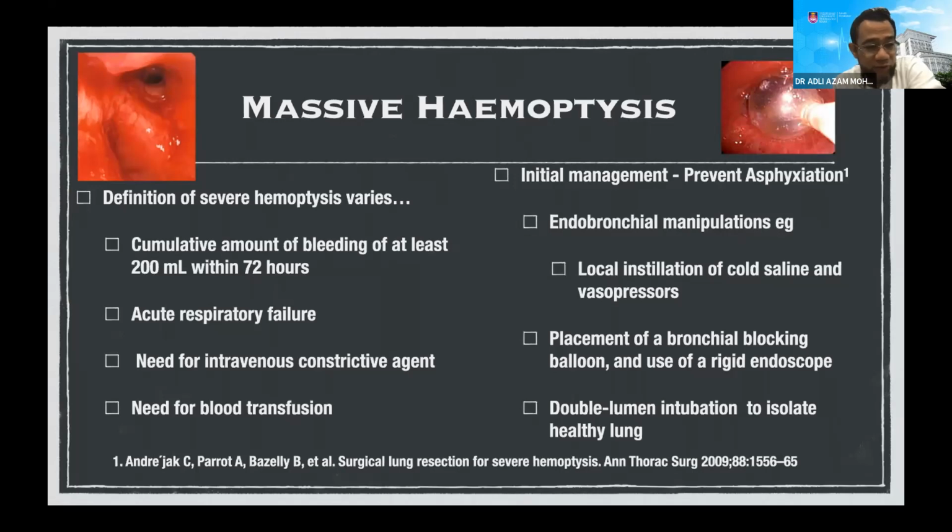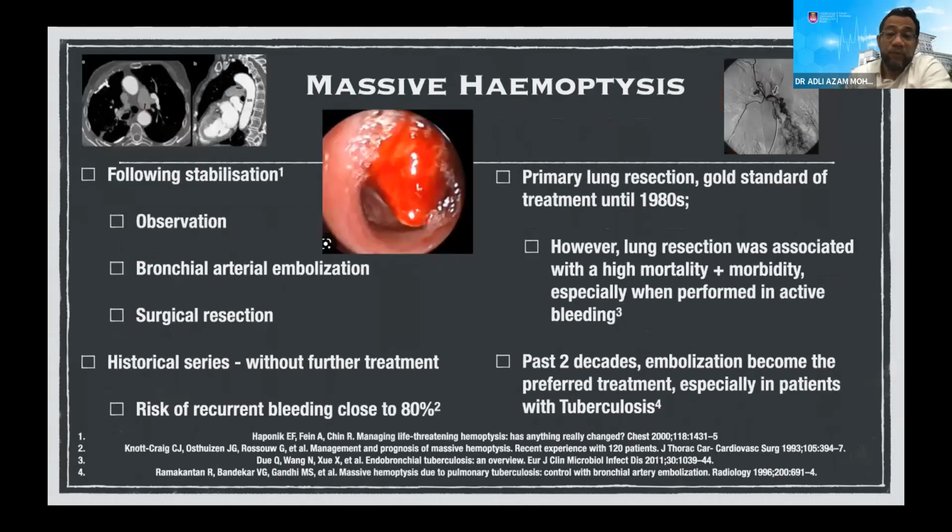Double lumen intubation is one of the options that we can offer if we have limited resources, for example, bronchoscopy. Following stabilization in massive hemoptysis, we can observe the patient. We can offer bronchial arterial embolization, and on my part, surgical resection.